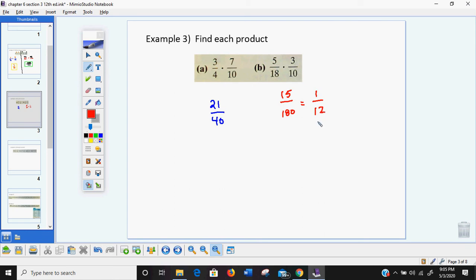Some of you might have learned to cross cancel when you learned fractions. I'll show you how real quickly. They don't teach it as much anymore. But you could have done this. 5 goes into 5 one time. 5 goes into 10 twice. 3 goes into 3 one time. 3 goes into 18 6 times. Then 1 times 1 is 1. 6 times 2 is 12. It doesn't matter if you cross canceled or reduced first, or if you multiplied and reduced last. If you're using a calculator, it's going to do that for you anyways.